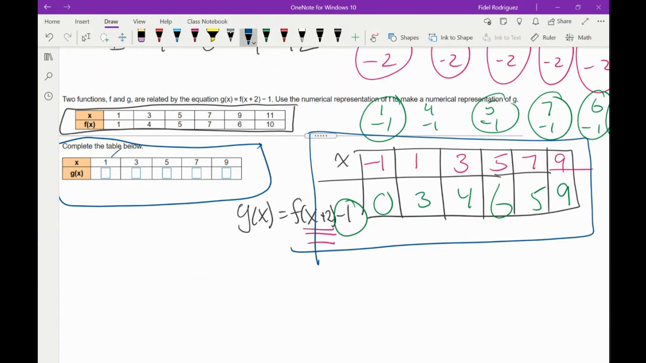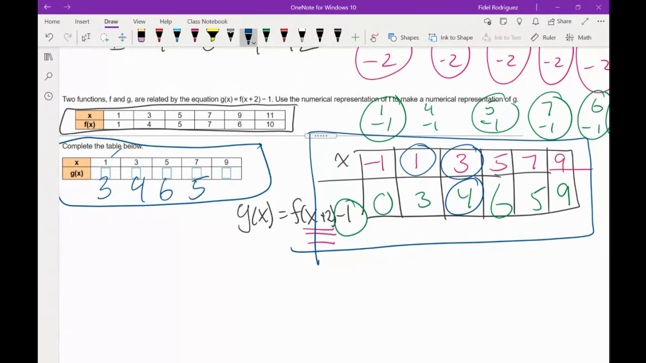Where are they starting off at? They're starting off at x is what number? 1. When x is 1, what is our y number? 3. When x is 3, what is our y number? 4. When x is 5, what is our y number? 6. When x is 7, what is our y number?